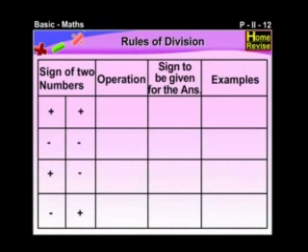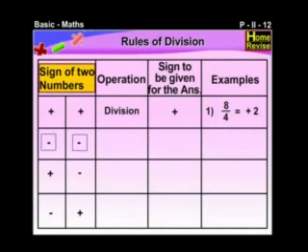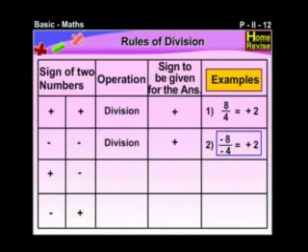The first rule of division, if the two numbers have positive signs, then after the division, give the positive sign to the answer. For example, 8 upon 4 is equal to, 4 twos are 8, that is plus 2. Second rule, if the two numbers have negative signs, then after the division of the two numbers, give the plus sign to the answer. For example, minus 8 upon minus 4 is equal to plus 2.